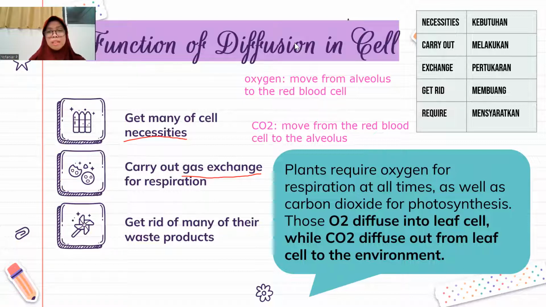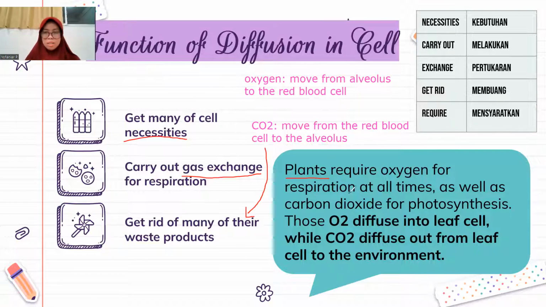So not only to take the important necessities, but the cell also needs to get rid of the waste. Selain ngambil bahan, juga perlu buang sampah. Now, for example, the carbon dioxide, the one that we have talked about before. So this is the example for the third point. Okay, we already discussed the animal cells. Meanwhile, this is the example for plants.